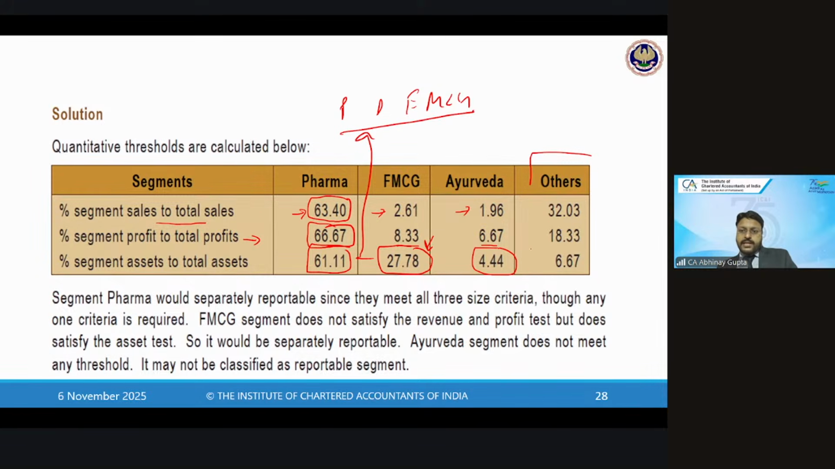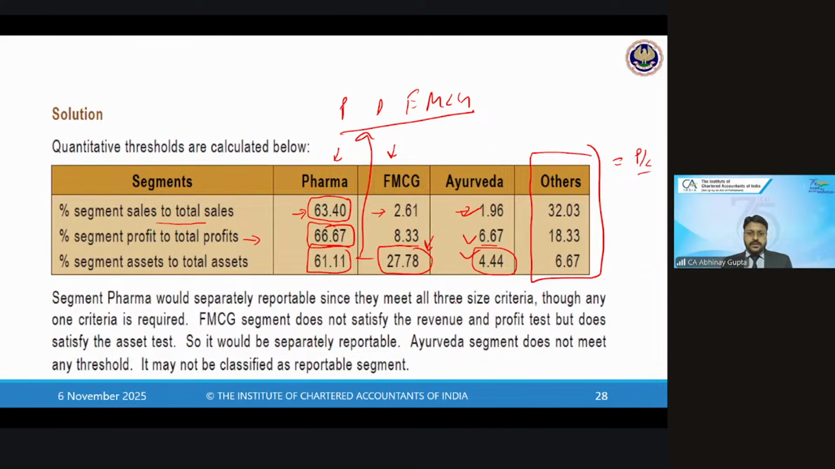Others, we anyway have to disclose. Because if we don't disclose the others, how will we be able to reconcile with the company's P&L or the company's balance sheet? So that column will anyway be there in the segment disclosure for others. For others, we don't have the issue. But among the independent operating segments, we are identifying pharma and FMCG, because Ayurveda is not meeting any of the thresholds.